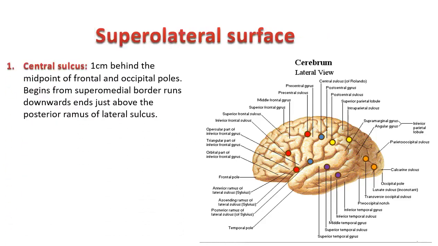So, central sulcus of Rolando. The first major sulcus which we are seeing is the central sulcus of Rolando. You can see it starts on the superolateral border, but also extends into the medial surface to some extent. It is seen 1 centimeter behind the midpoint of the frontal and occipital poles. If you take the midpoint of the frontal and occipital poles, it will come somewhere here.